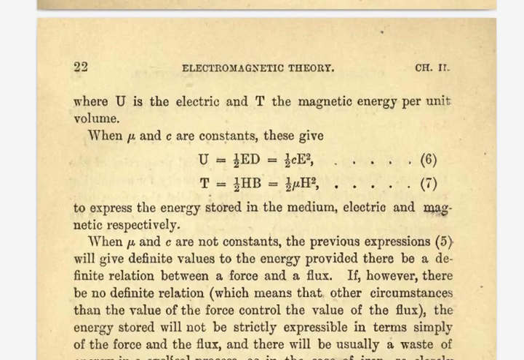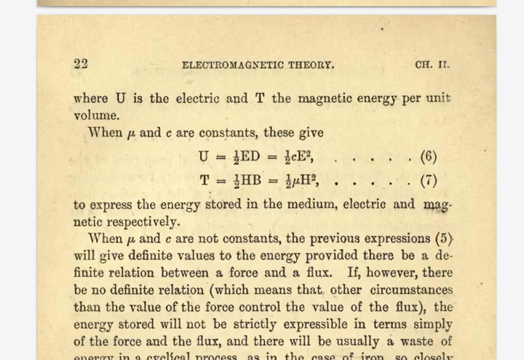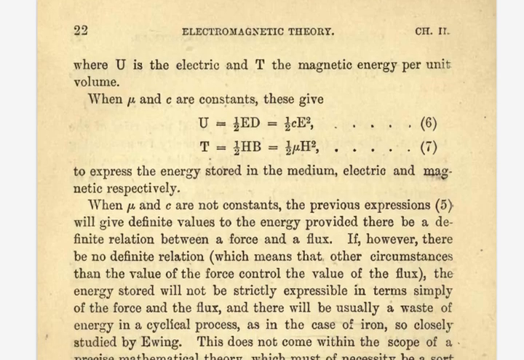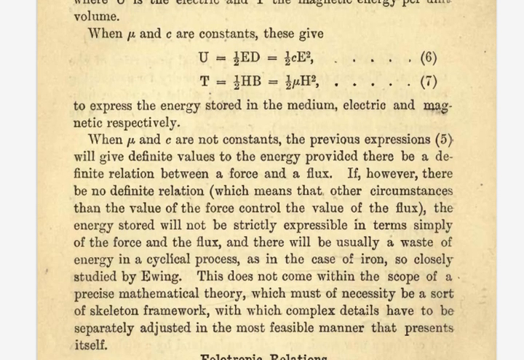When mu and c are constants, these give U equals half ED equals half c E squared, and T equals half HB equals half mu H squared, to express the energy stored in the medium, electric and magnetic respectively. When mu and c are not constants, the previous expressions in equation 5 will give definite values to the energy provided there be a definite relation between a force and a flux.